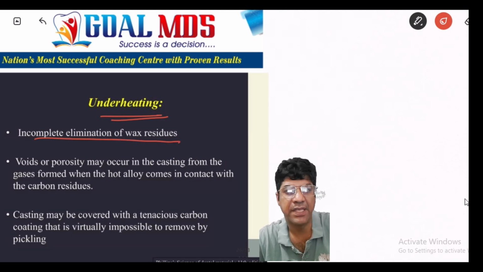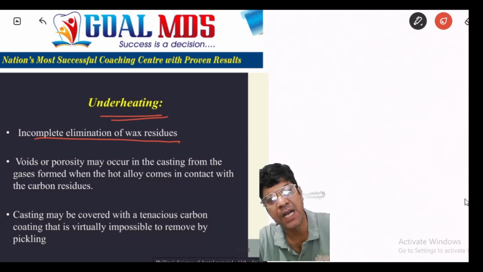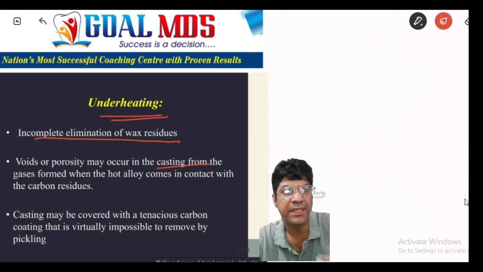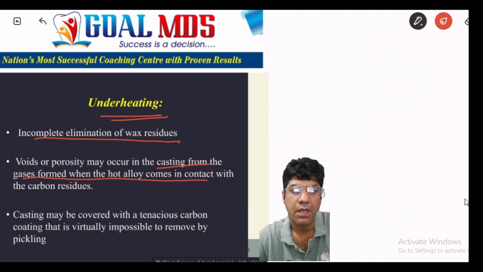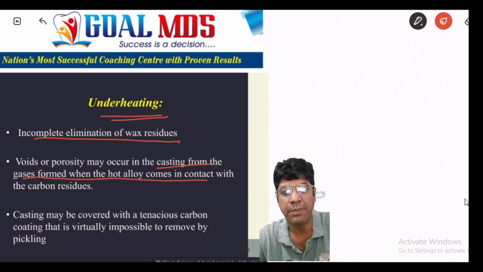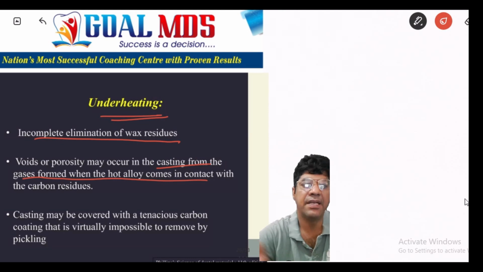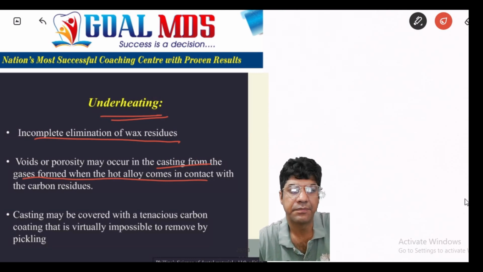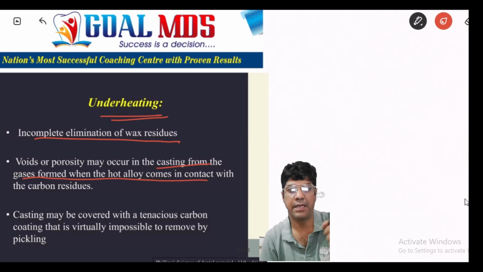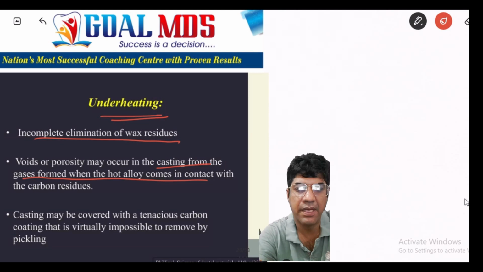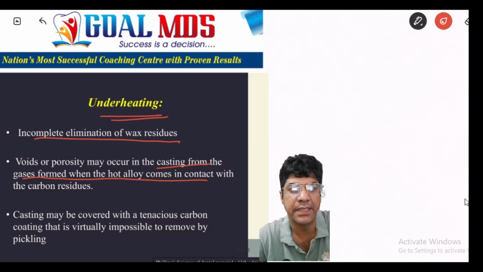Incomplete elimination of wax residues. The residues of the wax pattern that remain within the mold cavity can lead to voids and imperfections in the casting. Voids from the gas bubbles within the investment can result in defects in the casting. The casting may be covered with a carbon coating that can lead to incomplete wax elimination if the mold is heated at too low a temperature.